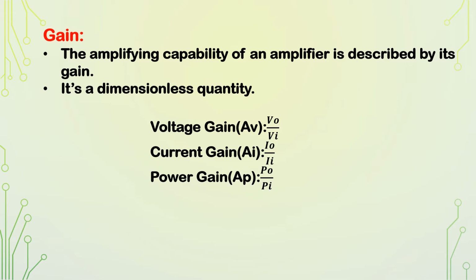That is, first one, voltage gain Av, which is the ratio of Vo by Vi, that is output voltage by input voltage. And second one, the current gain Ai, which is the ratio of output current by input current. And then we have the power gain Ap, which is the ratio of output power by input power. So next characteristic, that is the input resistance.